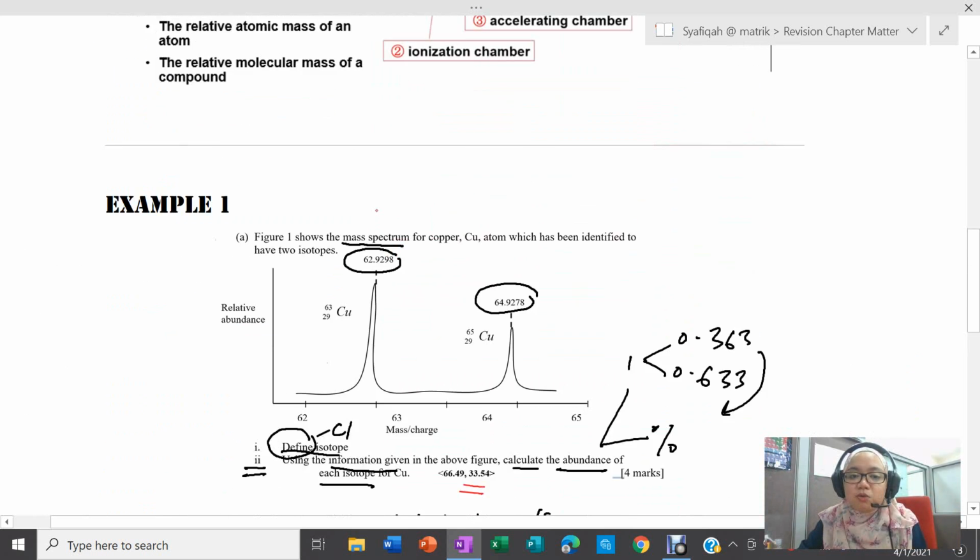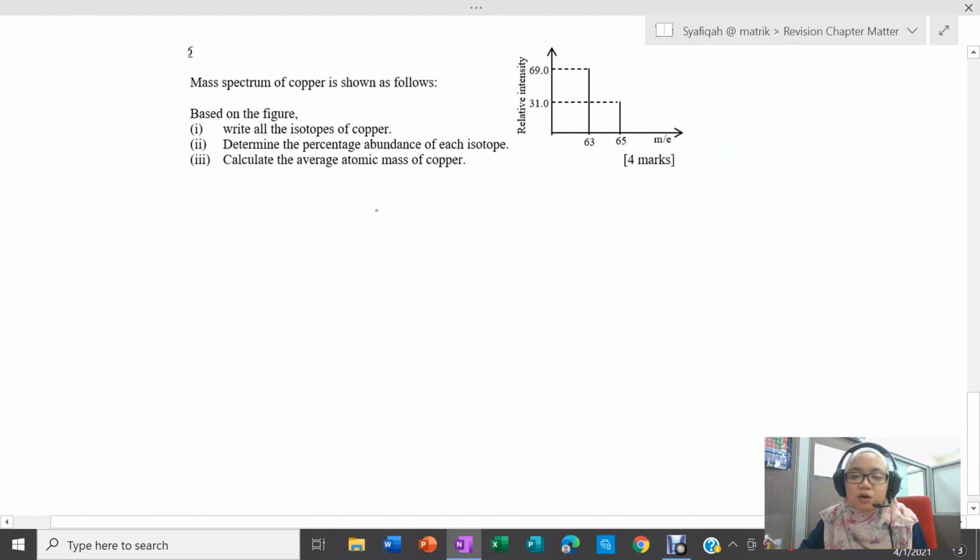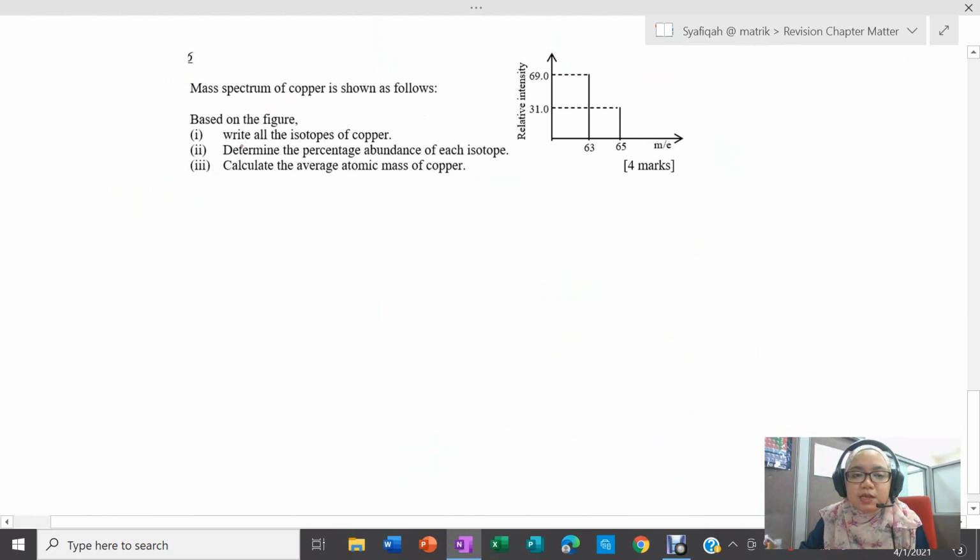Okay, kita tengok pula example kedua. Okay, dia kata mass spectrum of copper is shown as follow. So, dekat mass spectrum ni dia dah bagi mass kita, dah bagi kita punya relative intensity or relative abundance kita. So, lengkap lah this mass spectrum. Okay. Soalan dia kata, write all the isotopes of copper. See? Soalan define tak ada. Tapi dia akan suruh kita bagi tahu write all isotopes.